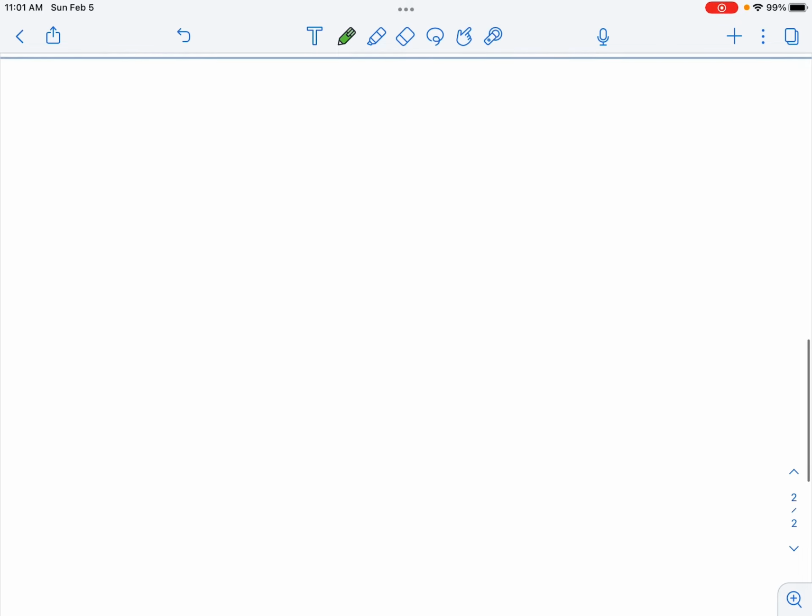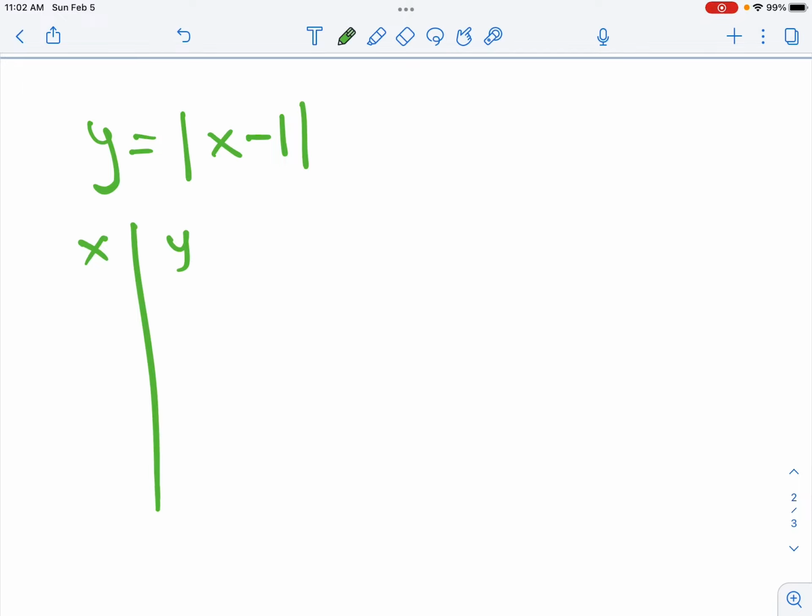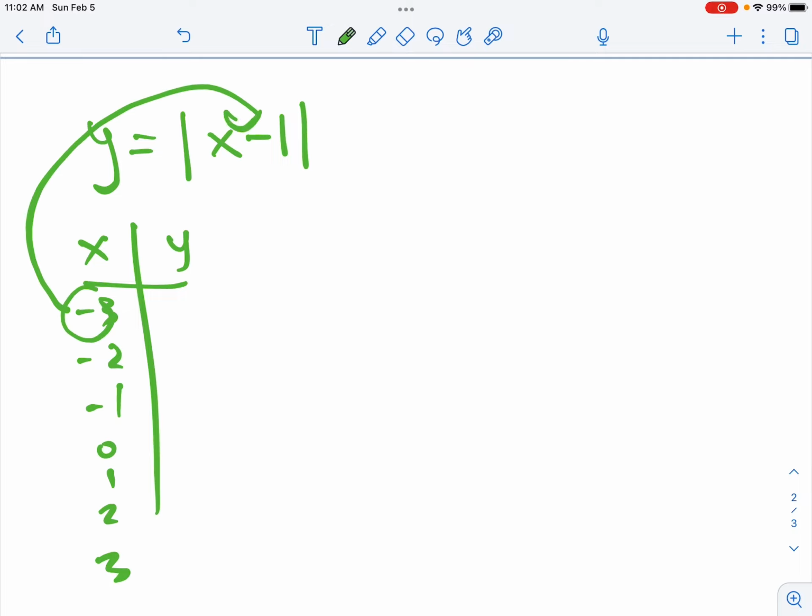Okay, let's do something now where we move it from side to side. Y equals absolute value of x minus 1, and yeah, let's just do that. So we got our x, our y, -3, -2, -1, 0, 1, 2, 3. Let's plug those values in. Let's get that -3 and plug it in. So y equals -3 minus 1, which is going to be -4. Absolute value of -4 is +4.